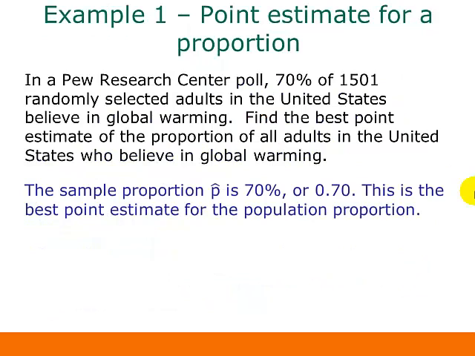Here's an example. In a Pew Research Center poll, 70% of 1,501 randomly selected adults in the United States believe in global warming. Find the best point estimate of the proportion of all adults in the United States who believe in global warming. Here, when we're asked to find the best point estimate for the proportion of all adults, that's asking us to find an estimate for the population proportion. The sample proportion in this problem is 70%, or in decimal form, 0.70. This is the best point estimate for the population proportion given the sample data that we have.